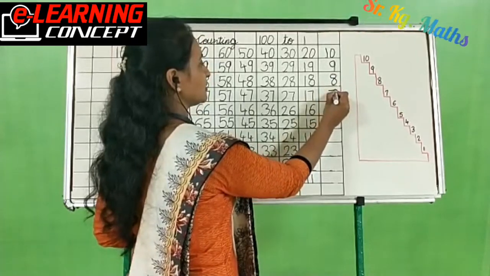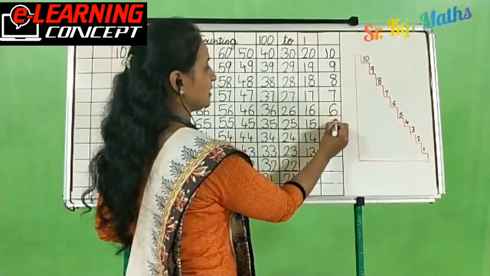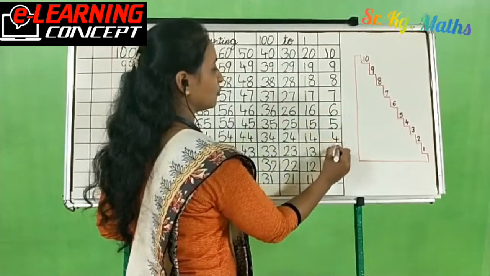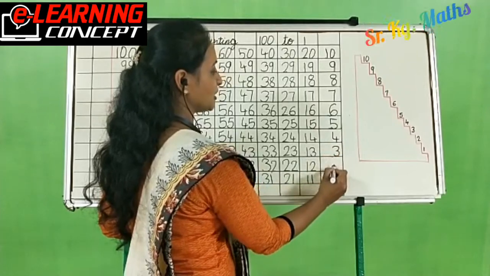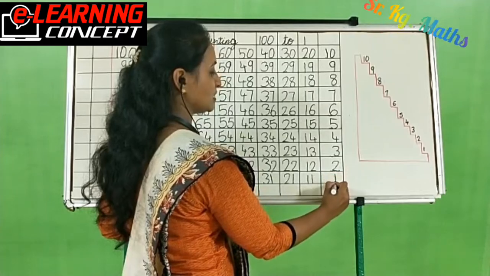Then 9, 8, 7, 6, 5, 4, 3, 2, and the last one is 1.